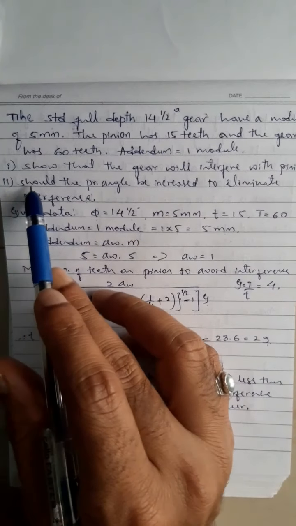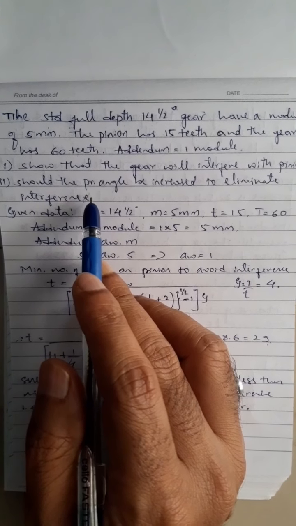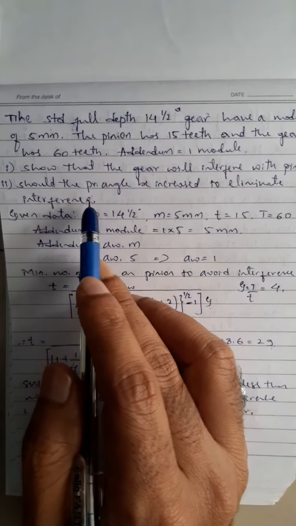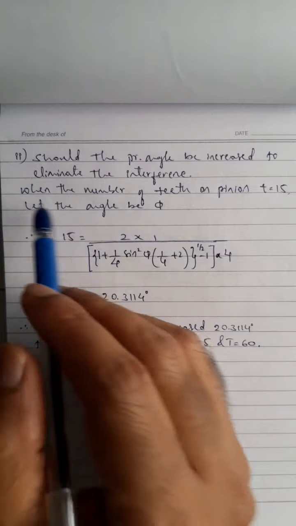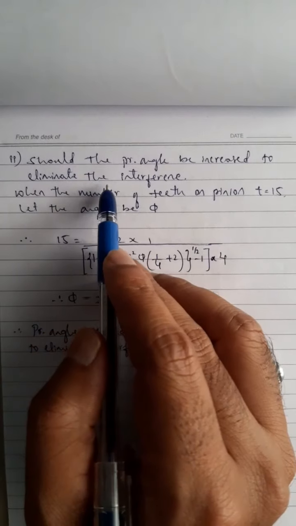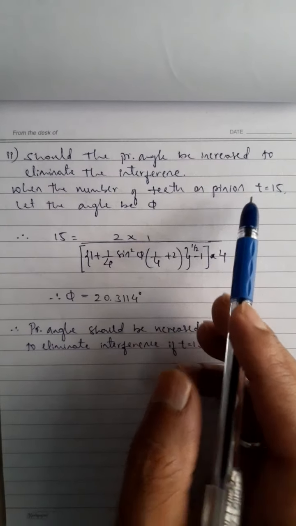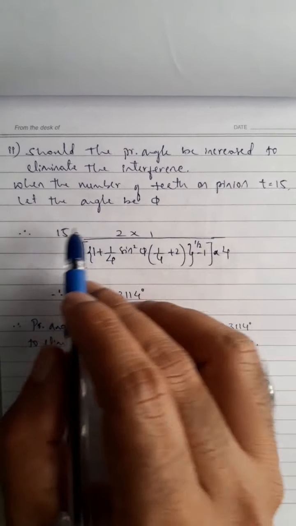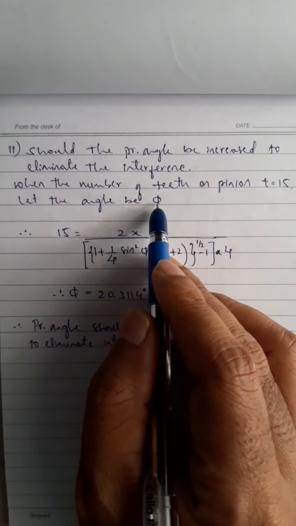Now in the second bit we should check whether we can eliminate the interference by increasing the pressure angle, or by how much angle we can eliminate the interference. That we have to check. So let us see for the second bit. Should the pressure angle be increased to eliminate the interference? That we have to check. So when we have the number of teeth on pinion as 15, that is the given, in this condition what should be the pressure angle phi to avoid the interference? That we have to check.